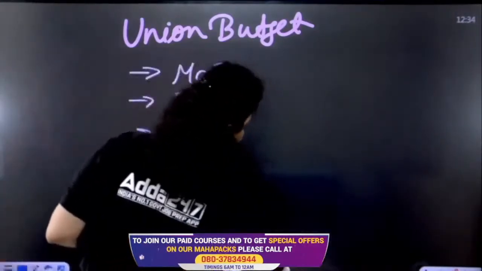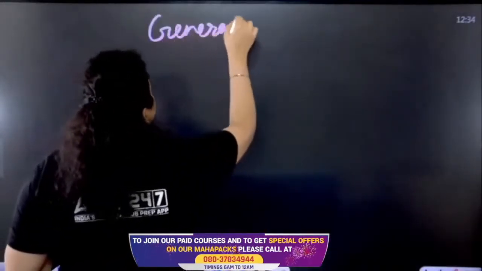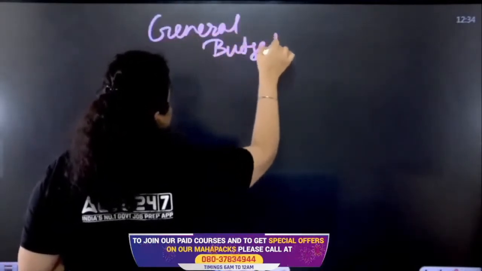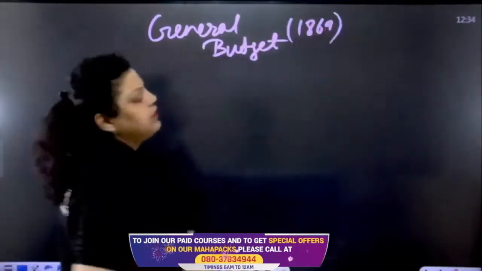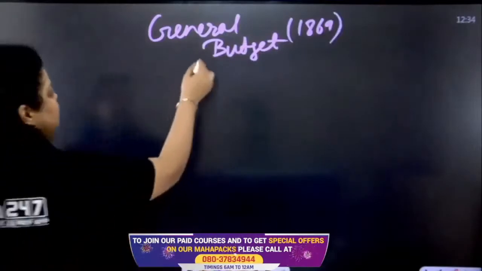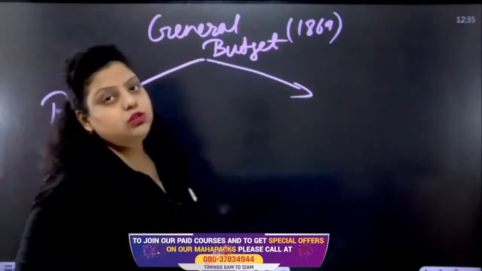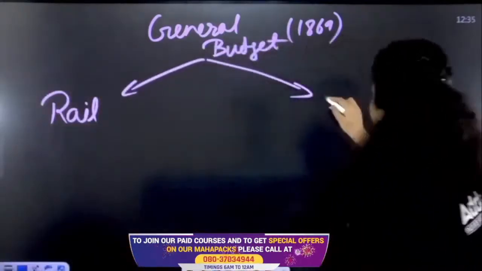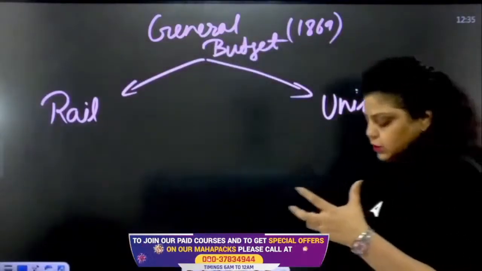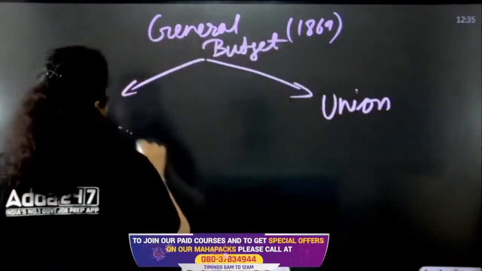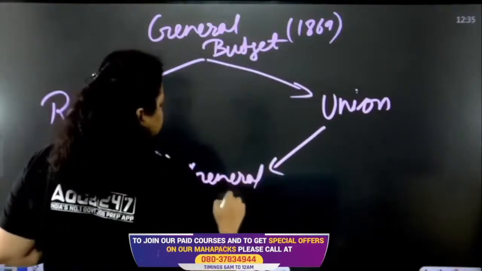Now, how has this started? In India the general budget was introduced by the Britishers in 1869. So the first budget of India was introduced in the year 1869. Then this general budget was divided into two parts. The first part was the rail budget, presented by the Railway Minister, and the second was the union budget, presented by the Finance Minister and prepared by the Ministry of Finance. Then again in 2017-18 it was converted into the general budget.